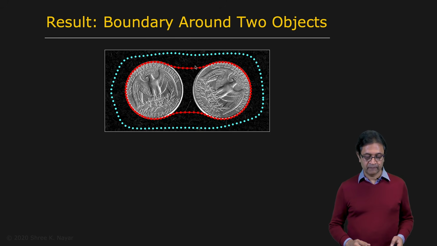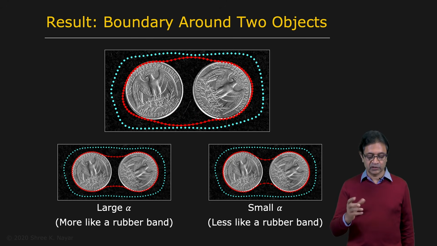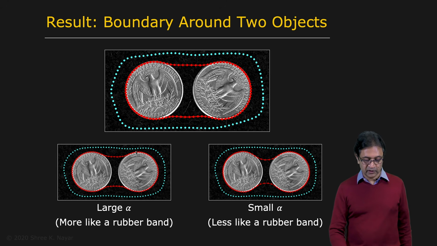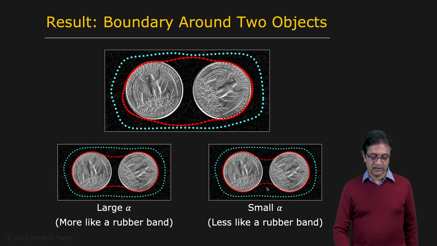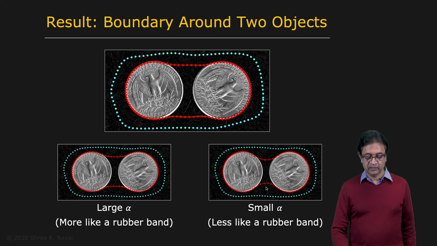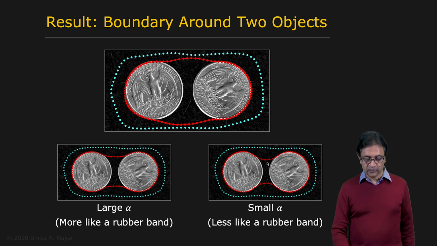And you can also think about how you can adjust alpha and beta to change the behavior of the active contour. In this case, you have something with a larger alpha, which makes it behave more like a rubber band, more elastic. And you see that it ends up here. It doesn't actually go in too much. Whereas here it is a smaller alpha, a little bit less of a rubber band, and therefore it's more influenced by the image term, and the gradients are pulling it in a little bit more.